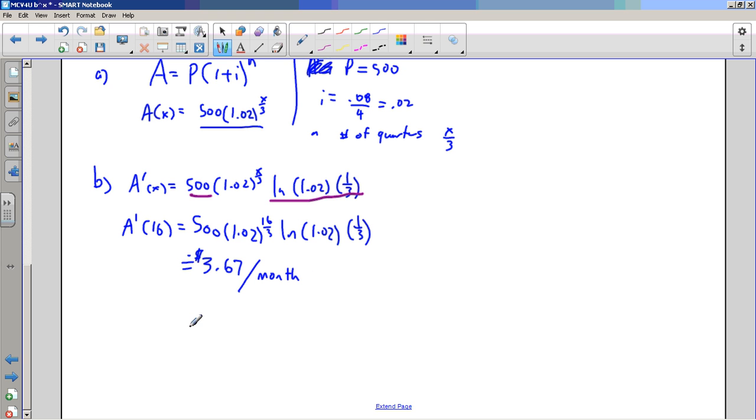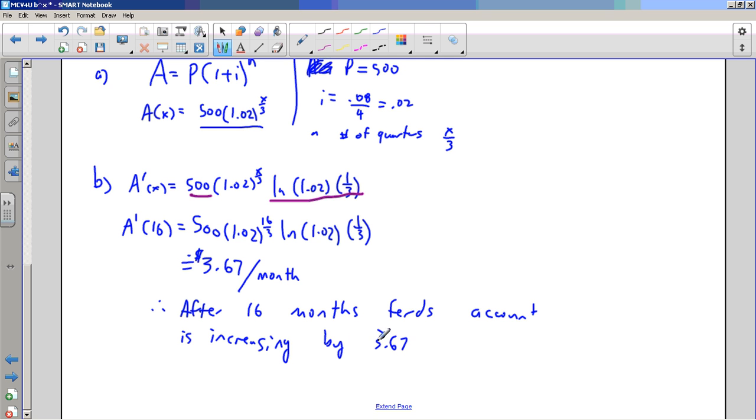So that means after 16 months, Ferd's account is increasing by $3.67 per month.